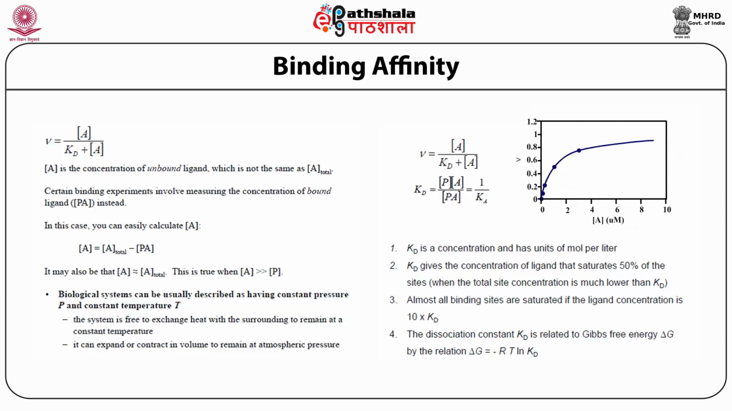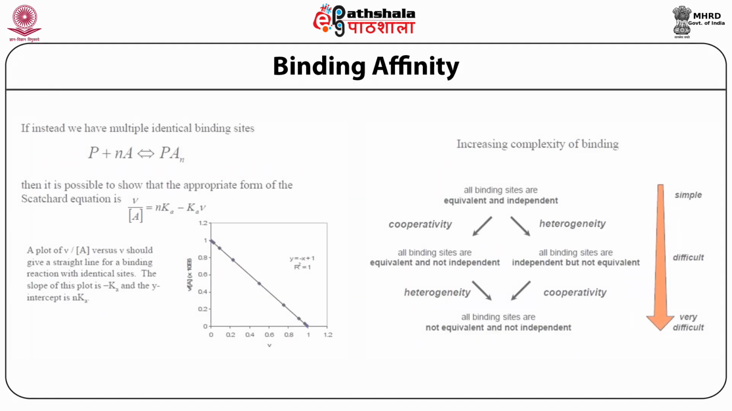Kd gives the concentration of ligand that saturates 50% of the sites when the total site concentration is much lower than Kd. Almost all binding sites are saturated if the ligand concentration is 10 times Kd. The dissociation constant Kd is related to the Gibbs energy delta G by the relation delta G equals minus RT ln Kd. Here we talk about the binding affinity.